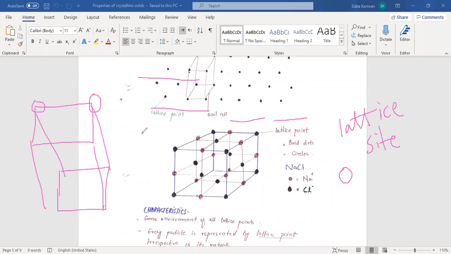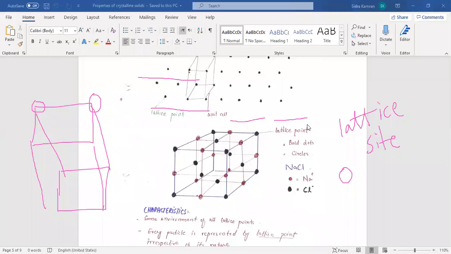What is this lattice point or lattice site? It is the space or position occupied by the particles, which are atoms, ions or molecules, in the crystalline solid. So this structure is basically the crystal lattice. How it forms and what the arrangement of the atoms is, we will discuss later. First you have to understand what a lattice is and what the lattice points are. This is the regular arrangement of atoms, ions and molecules in a crystalline solid of three-dimensional structure.